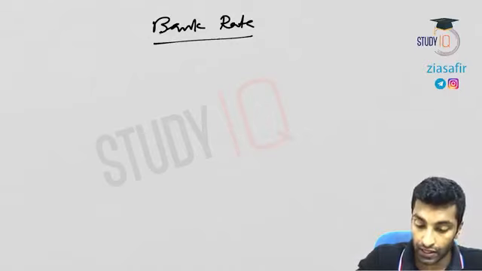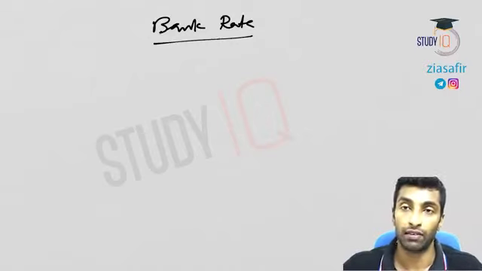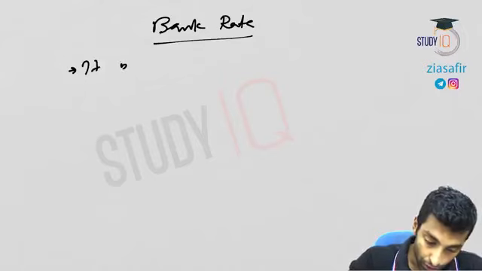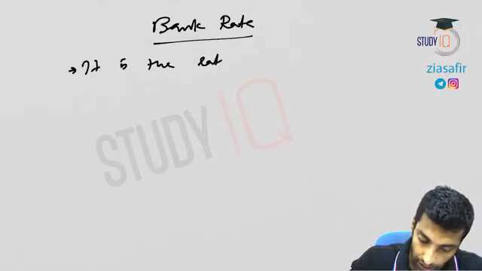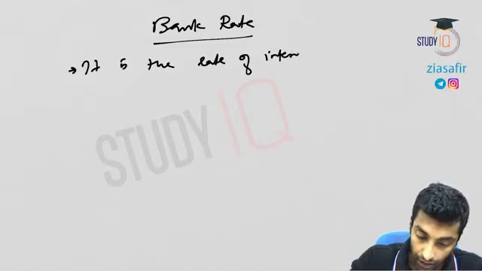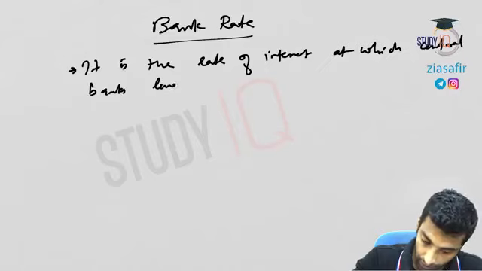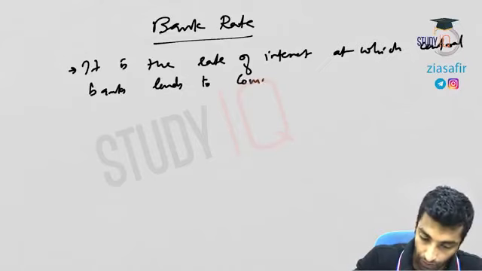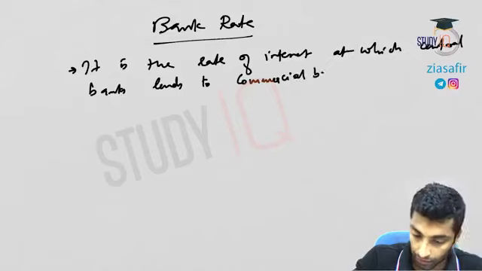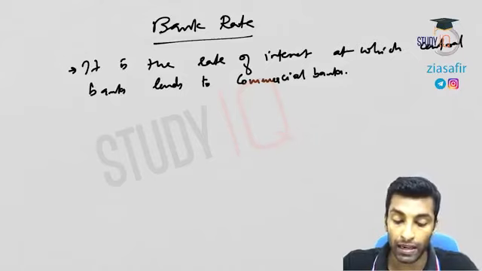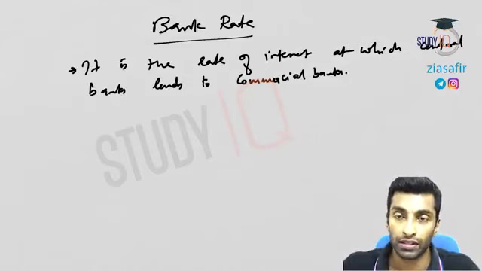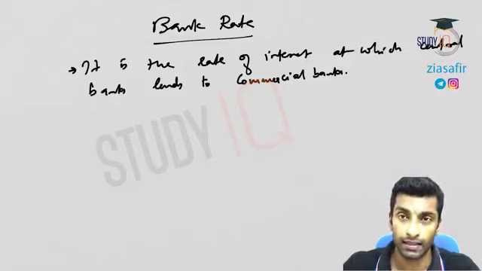Bank rate. So first I'll write down what is this definition and then I'll explain this. Okay, so it is the rate of interest at which central bank lends to commercial banks. Okay, so there's a rate of interest at which central banks lend to commercial banks, or there's a rate of interest at which commercial banks can borrow from central bank.